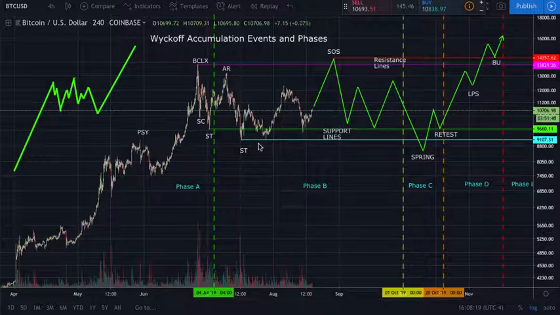And then what we're looking for here is essentially what develops inside of it, so we can determine, is this going to be accumulation or is this distribution?